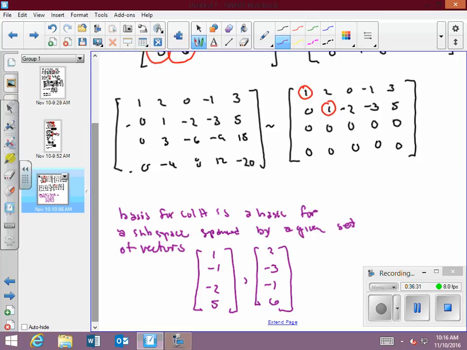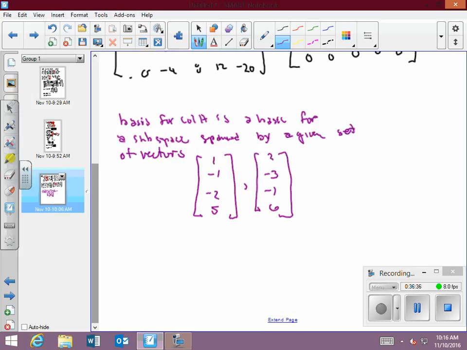And then it says, what else? What is the dimension of the subspace? So the dimension of the subspace is equal to the dimension of column A, which is 2.